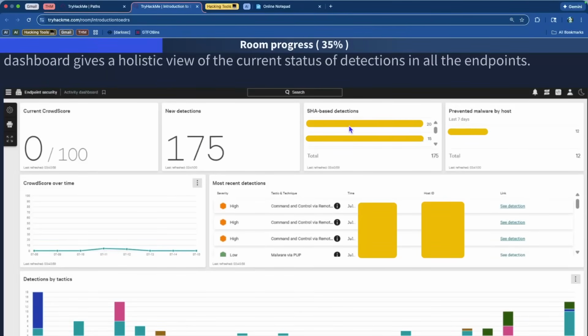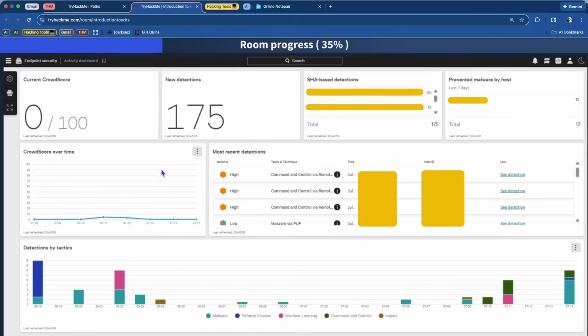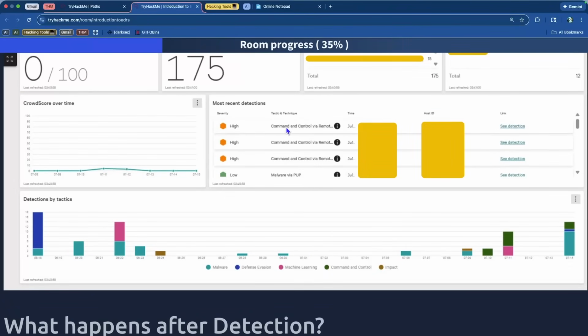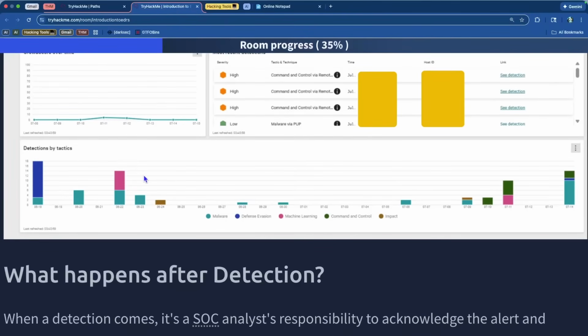The SHA-based detections, meaning it's looking at the SHA hash values of something, has 175 also. In the last 7 days, there are 12. The crowd score over time, we have the severity levels of the most recent detections themselves. So command and control via remote, that's all very high severity. Malware via PUP seems to be low severity. And then we have detections by the various tactics: malware, defense evasion, machine learning, command and control, and impact.